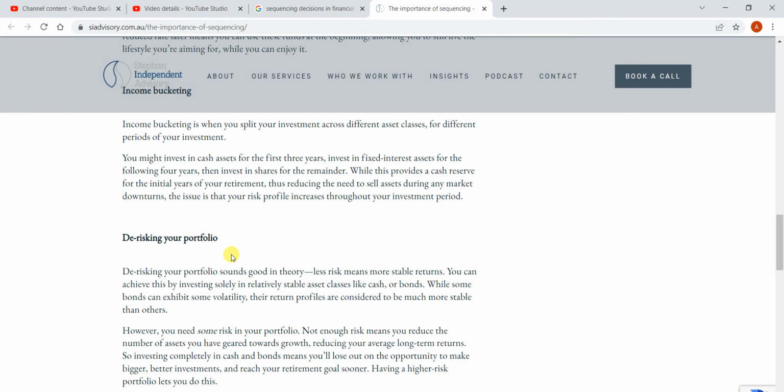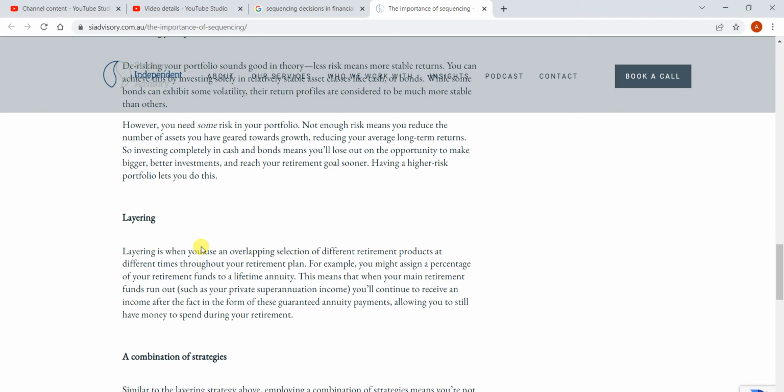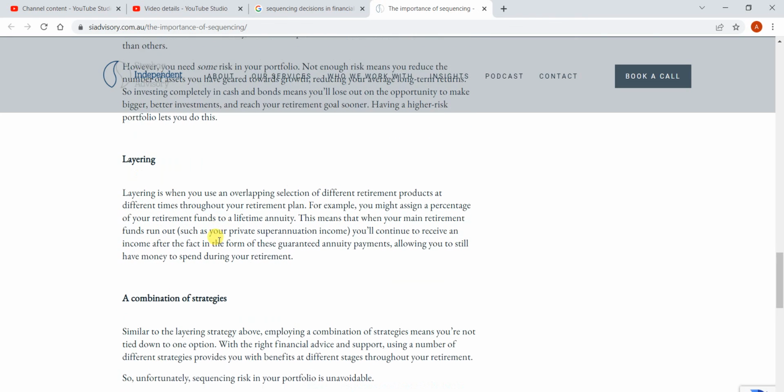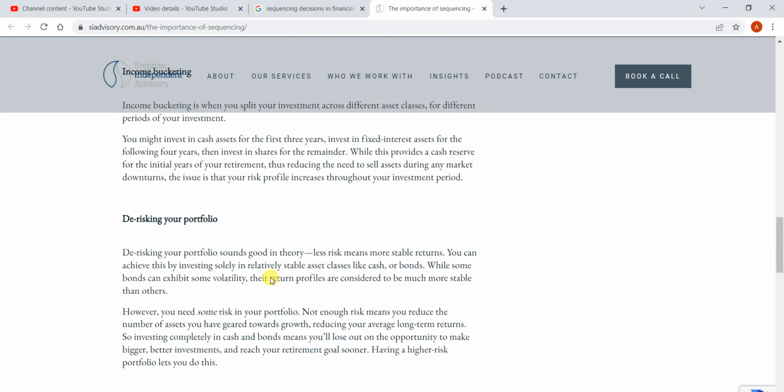So if you want to achieve more revenue by investing in the financial market, you should take more risk. Layering: you might assign a percentage of your investment funds to a lifetime annuity. So you can add funds in NPS here, where you will receive the funds after retirement, if funds run out as per the planning. A combination of strategies: there are many strategies available, and as per that, you can go through them and achieve the goal.